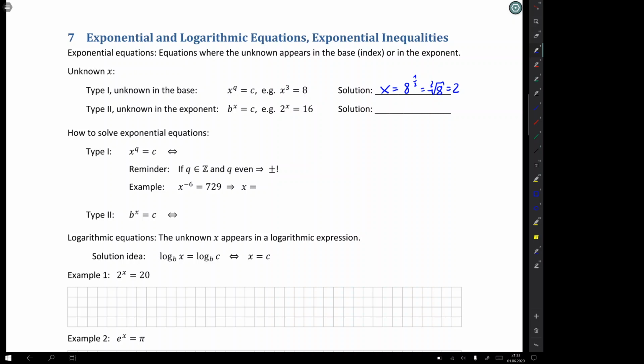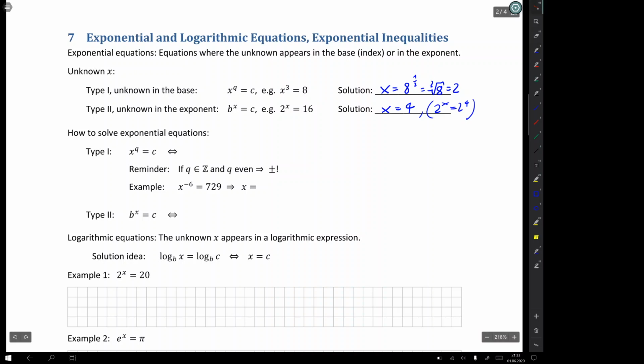In type 2, the unknown is in the exponent, so we have some base to the power of x equals some constant c. So for example, 2 to the power of x is 16, and we find x is 4, because 2 to the power of 4 is 16. And we have solved that by saying, well, 2 to the power of x is equal to 2 to the power of 4. So from there it follows that x equals 4.